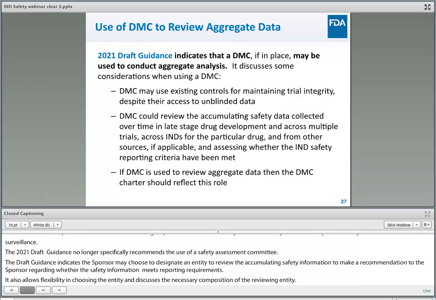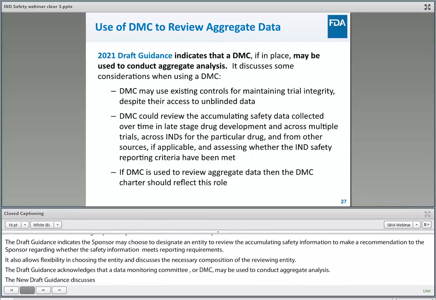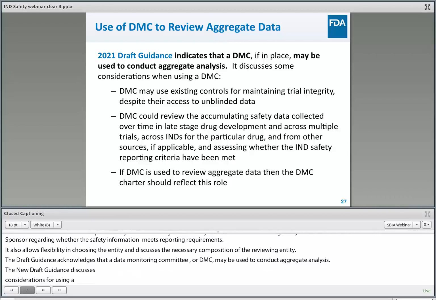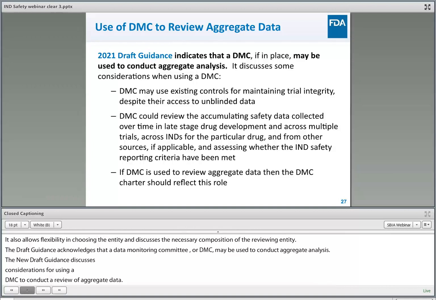The new draft guidance discusses considerations for using a DMC to conduct review of aggregate data. It acknowledges that the DMC routinely sees unblinded data and can use existing controls for maintaining trial integrity. If a DMC is used for review, then the DMC charter should reflect this role.